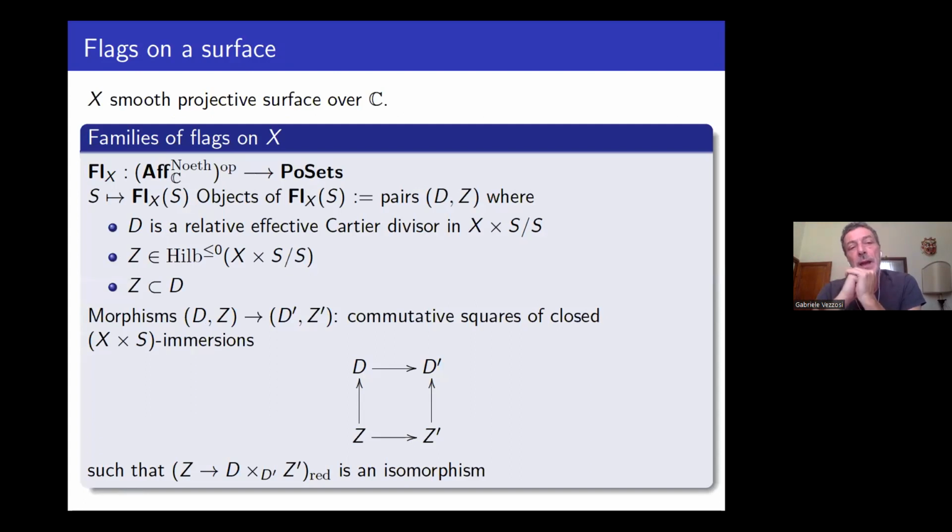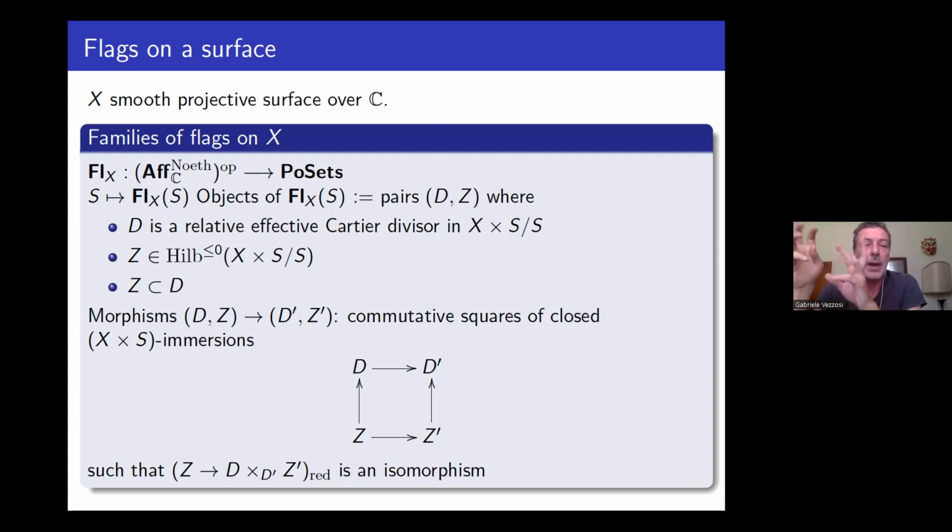Then Flag X is this pre-sheaf of posets on the Noetherian affine schemes over C. As objects, Flag X of S, for S an affine Noetherian scheme over C, the objects are pairs (D, Z), where D is a relative effective Cartier divisor in X times S over S, so it's flat over S in particular.